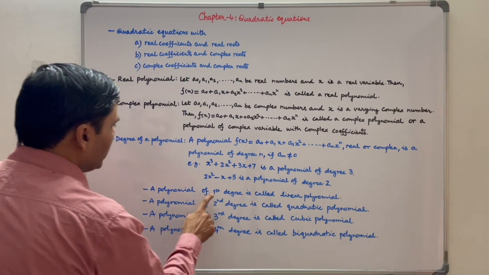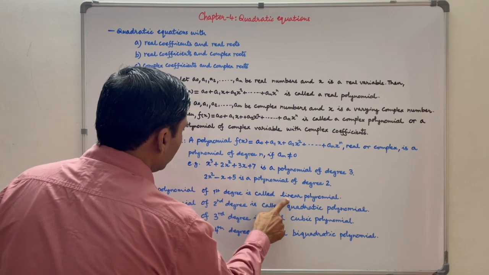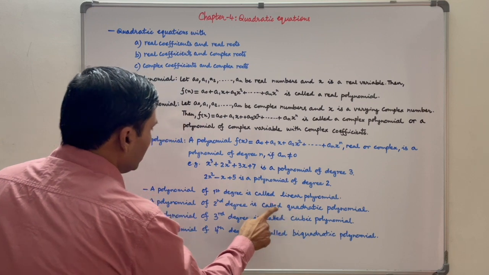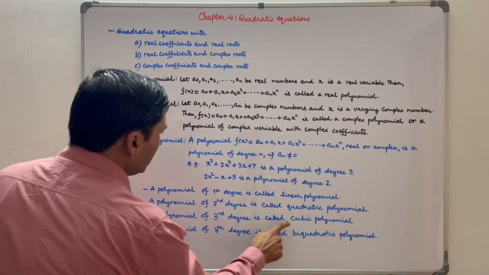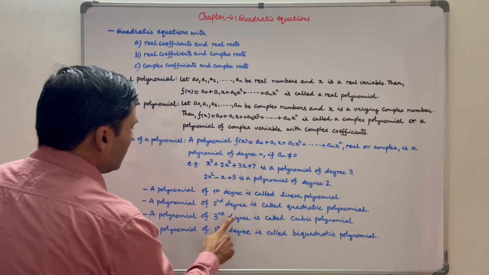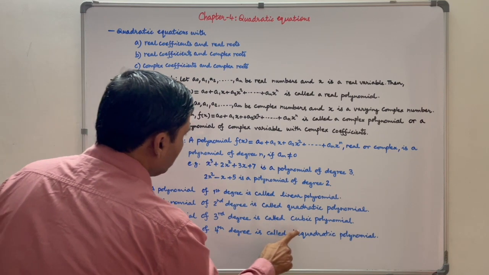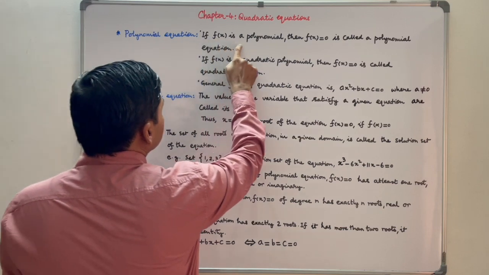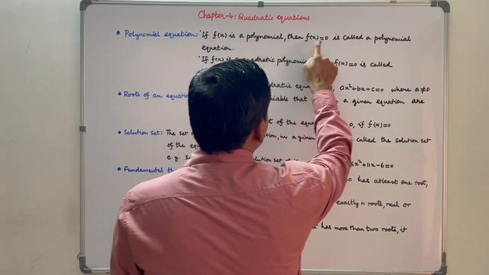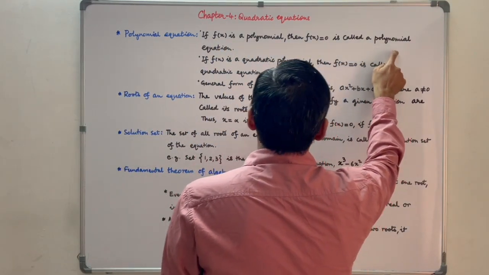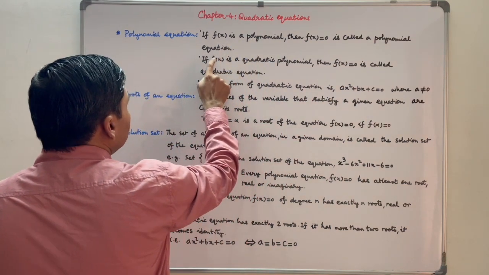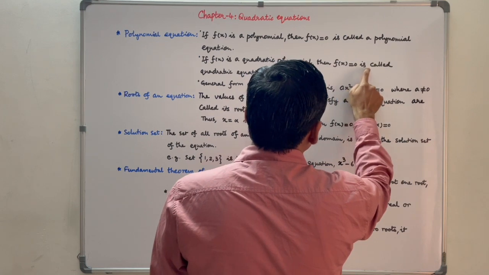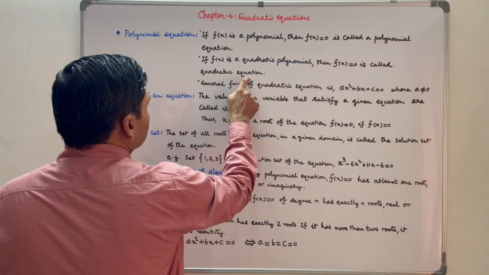A polynomial of degree 1 is called linear polynomial. A polynomial of degree 2 is called quadratic polynomial. A polynomial of degree 3 is called cubic polynomial. And a polynomial of degree 4 is called biquadratic polynomial. Polynomial equation. If f(x) is a polynomial, then f(x) = 0 is called a polynomial equation. If f(x) is a quadratic polynomial, then f(x) = 0 is called quadratic equation.